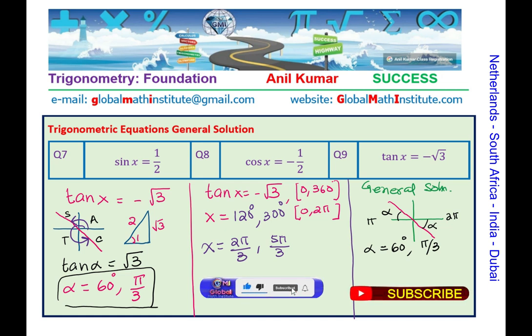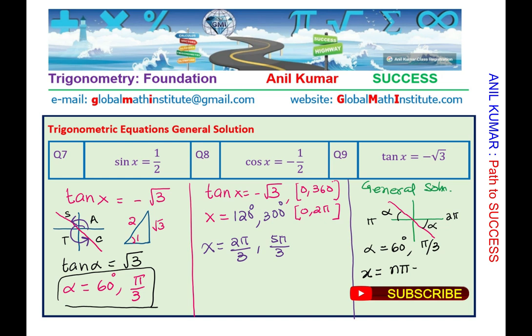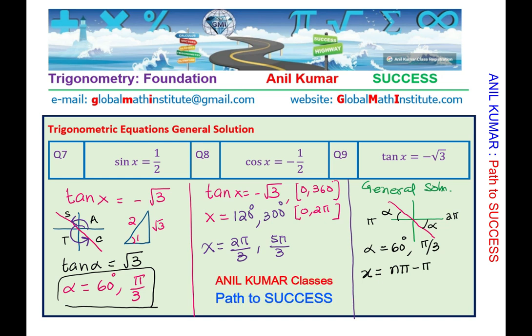And therefore we can now write down the answer x as equal to n pi minus alpha, which will be pi by 3. Or you could write this as n times 180, which is 180n, minus the angle alpha, which is 60 degrees. You see that? So that becomes a general solution for tan x equals minus square root 3.